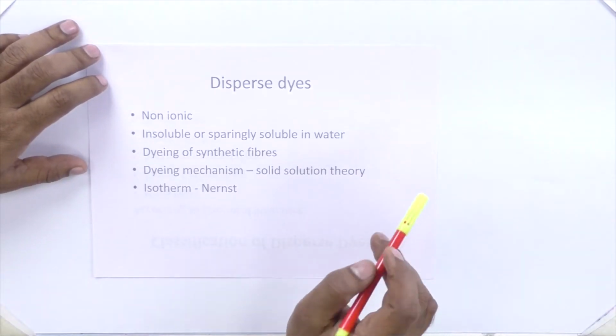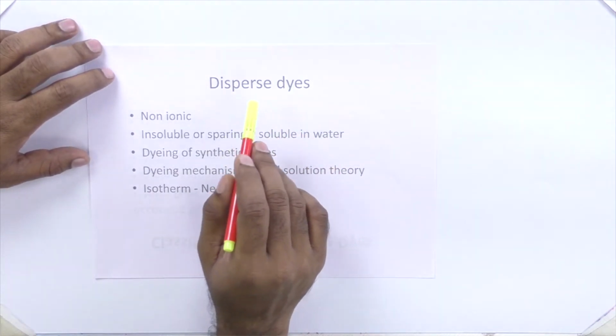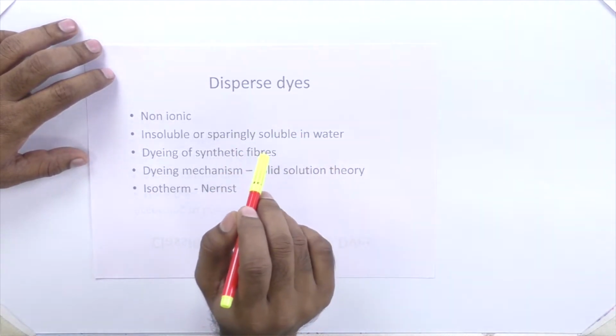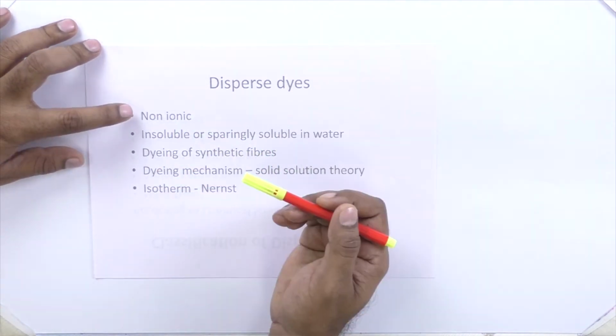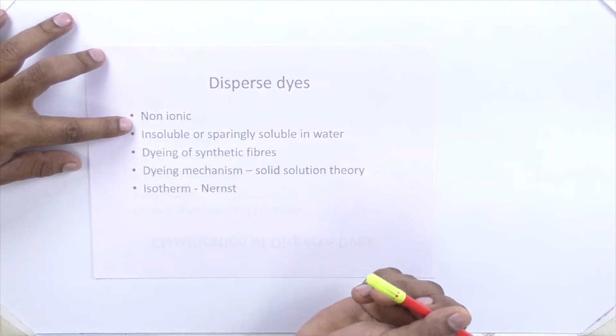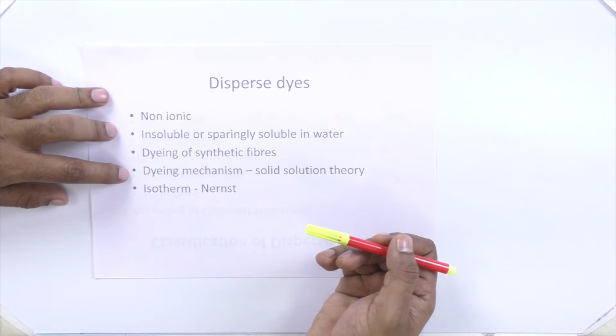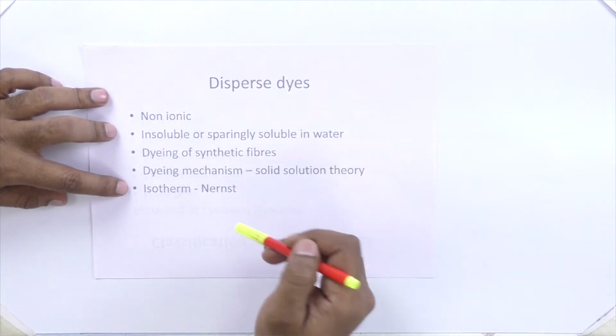The next class of dye is a dispersed dye. Normally the dispersed dyes are used for polyester fabric. It is non-ionic, insoluble in water, and used for dyeing synthetic fibers: polyester, nylon, and cellulose triacetate. Dyeing mechanism: solid solution theory. The Nernst isotherm is followed by this process.